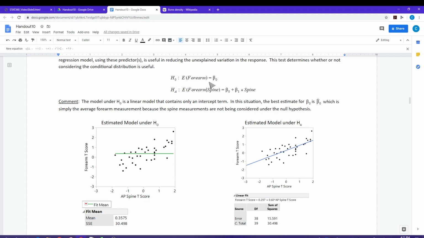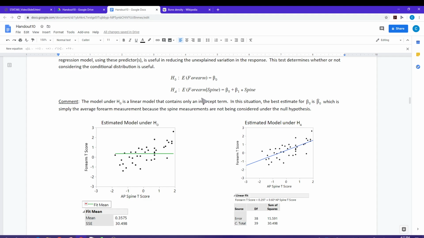The H0 is that the expected forearm score or measure is just constant and does not depend on spine. The HA for that test can be written like this, which is that I do indeed need a regression model to explain the relationship between spine and forearm. So H0 here is indicating no relationship between spine and forearm, because spine is missing from this equation. But HA is saying that I can use spine to better understand forearm.